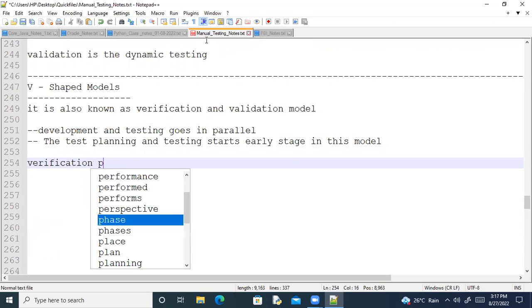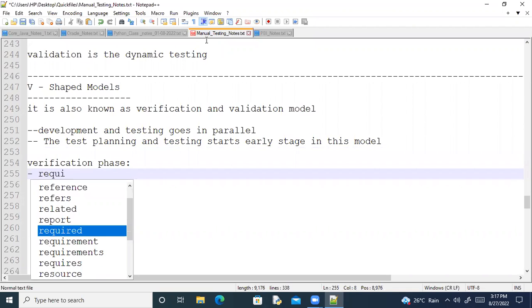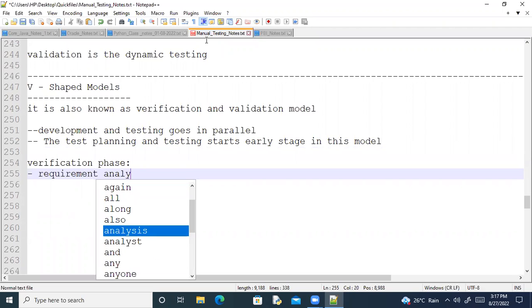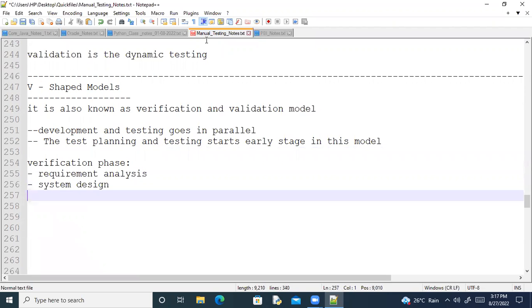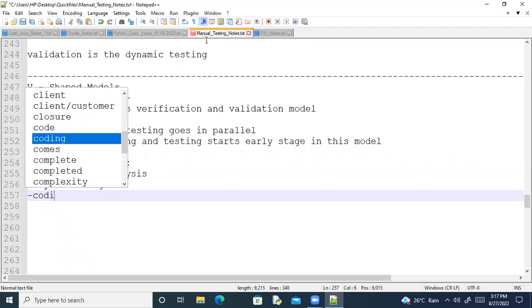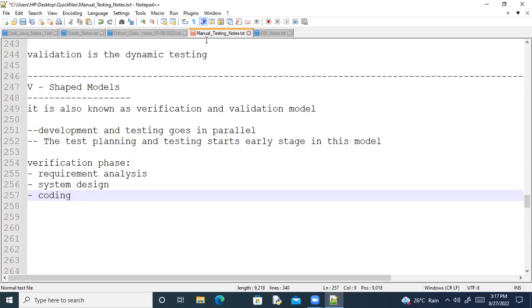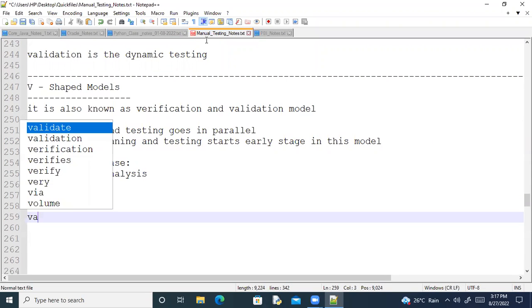Verification phase: that will be requirement analysis, system design, coding. These are the things that come under the verification phase.